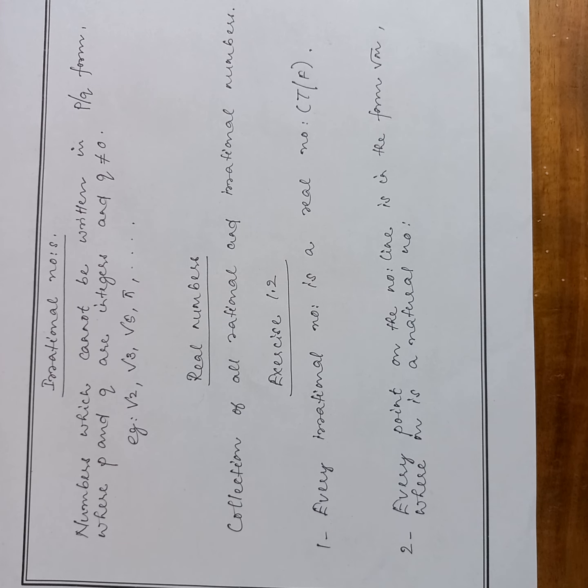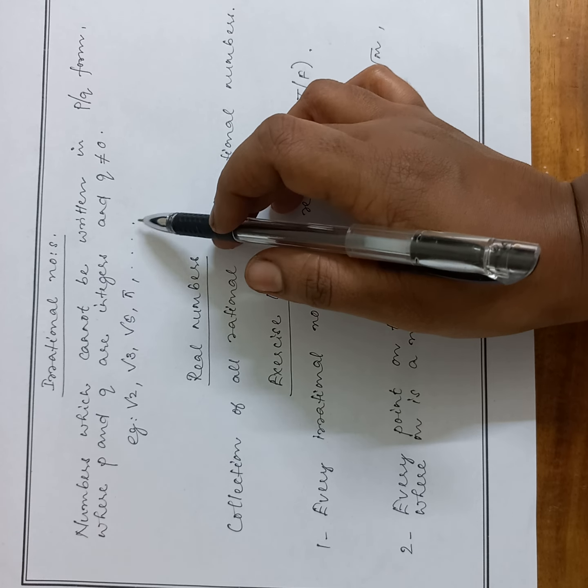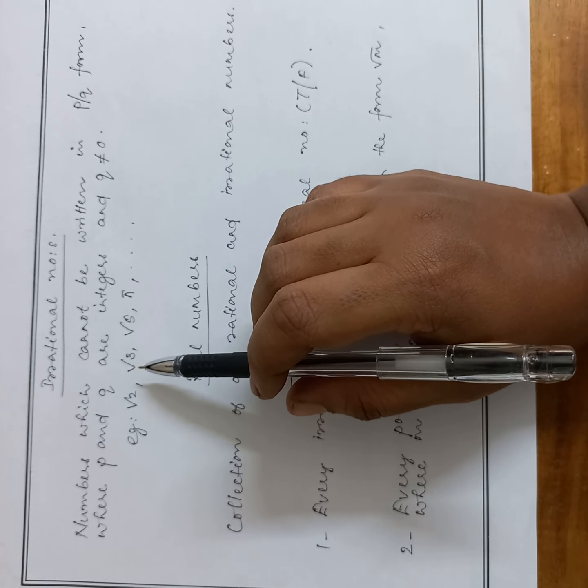Next, irrational numbers. We know what rational numbers are: a number which can be written in p by q form, where p and q are integers and q is not equal to 0, is known as a rational number. So in simple words, irrational numbers are those numbers which cannot be written in p by q form where p and q are integers and q is not equal to 0. Examples of irrational numbers are root 2, root 3, root 5, pi, etc. We will go into these irrational numbers in detail.